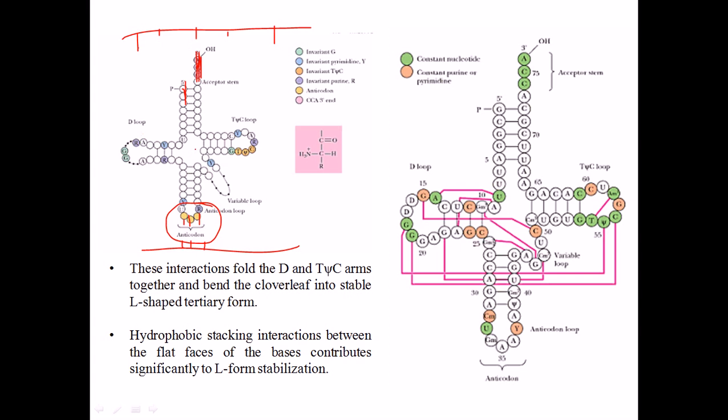We have the D loop on one side and the T psi C loop on exactly the opposite side. In this T psi C loop we have the pseudouridine present. That's why we call it the T psi C loop, because we have thymine, pseudouridine and cytosine right after one another. On the opposite side we call it the D loop. We have the GC here, and the adenine nucleotides here, put together. This is the secondary structure, which is pretty stable, and we also have a short stretch of small loop called the variable loop, which is just between the anticodon loop and the T psi C loop.